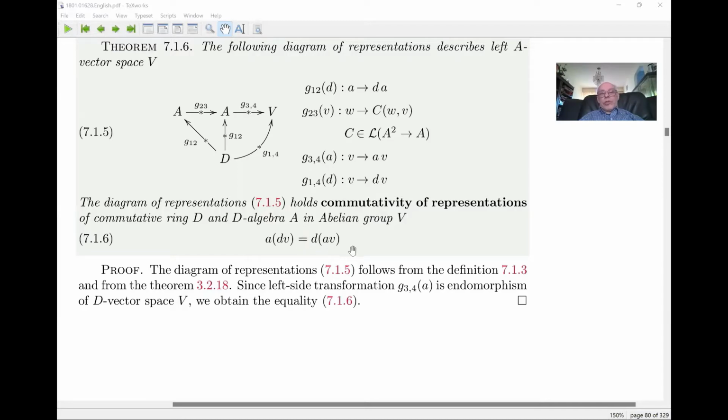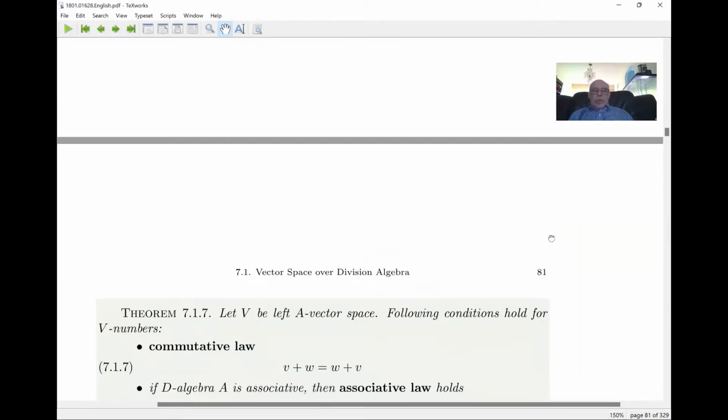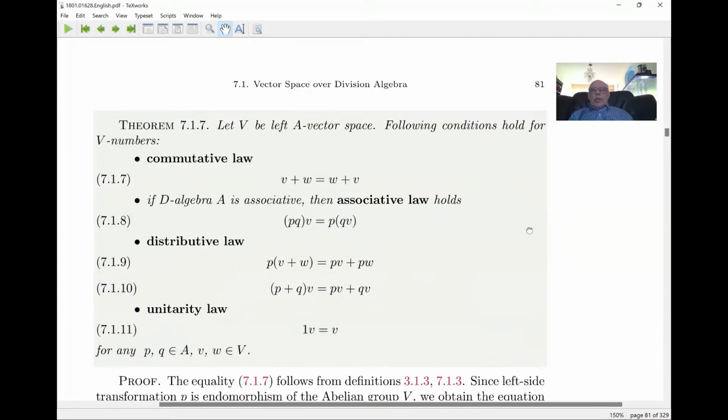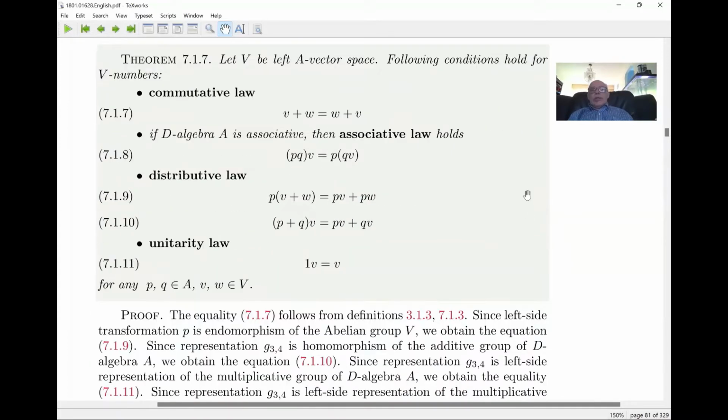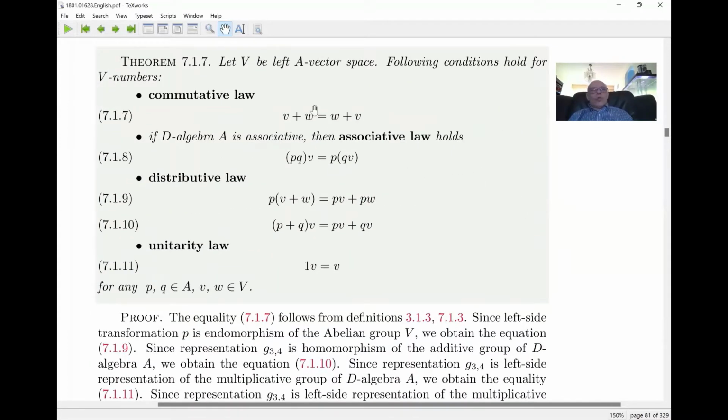Equality 1.6. The following conditions hold for vectors. Commutativity law 1.7. Associative law 1.8. Distributive law 1.9 and 1.10. Unitarity law 1.11.